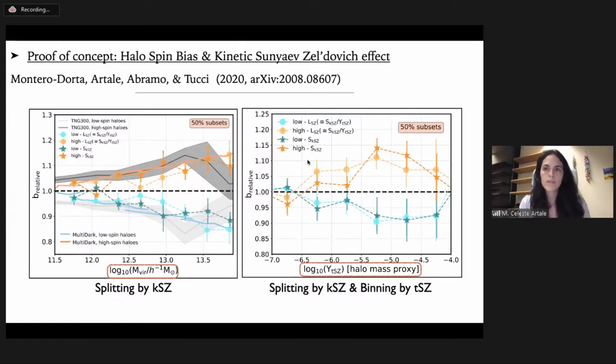And the third paper that I discuss in my talk is this one, on arXiv, where we use the kinetic Sunyaev-Zeldovich effect as a proof of concept for the halo spin bias. For this, we use IllustrisTNG-300 and the galaxy clusters, the massive clusters that we have, and we found very nice results, where we think that in the future, with the future detectors for the kinetic Sunyaev-Zeldovich effect, we will be able to identify the halo spin bias.